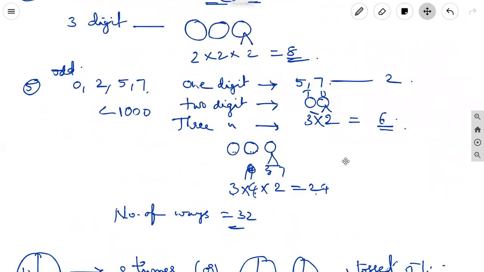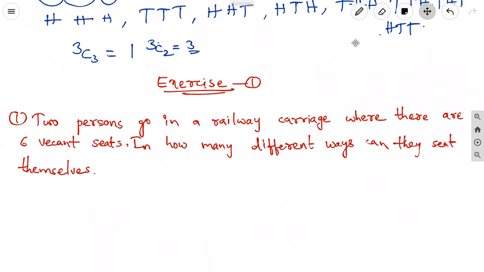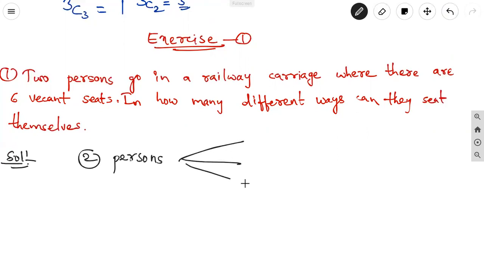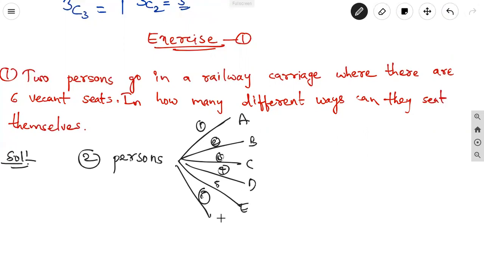Now we are going to discuss the exercise problems. The first one is: two persons go into a railway carriage where there are 6 vacant seats. In how many different ways can they seat themselves? Here, how many persons are there? 2 persons are there. How many seats are there? 6 seats are there. 1, 2, 3, 4, 5, 6 seats, that is A, B, C, D, E, F.